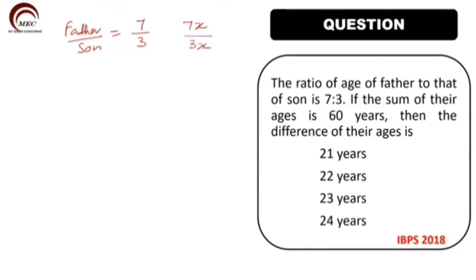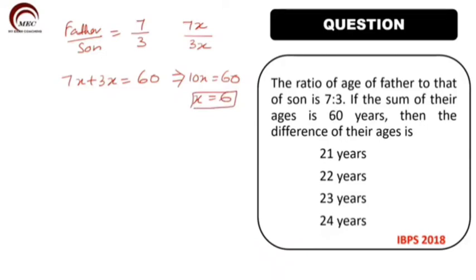The sum of their ages is 60. That means 7x plus 3x is equal to 60. So from here you can see 7x plus 3x is 10x. 10x is equal to 60. So I can write x is equal to 6.